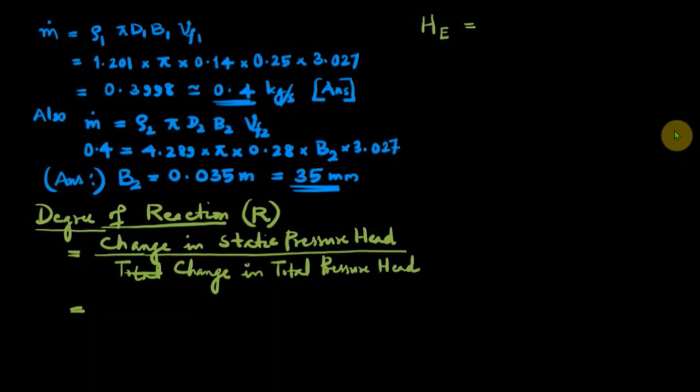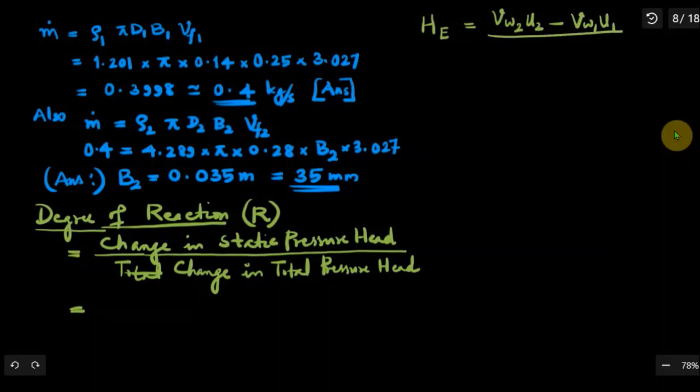So HE, that is equal to, our expression is VW2. For a power absorbing device, it is VW2U2 minus VW1U1 divided by G. In terms of meters of flowing fluid. In our case, it is meters of air because it's an air compressor. So this VW2U2 minus VW1U1 by G is applicable for compressors or pumps. So we can use this.